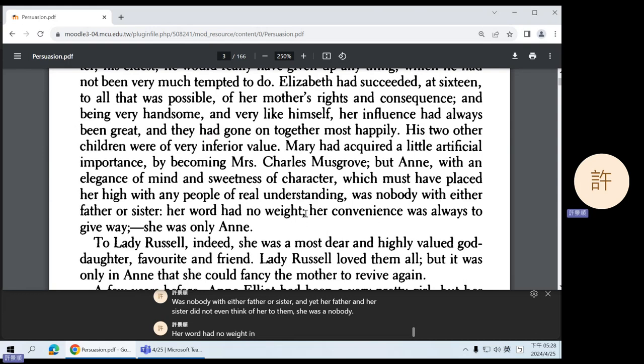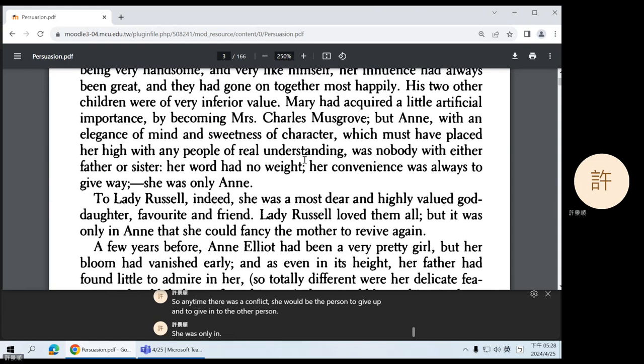In Chinese, it's the same, right? 她的声音没有分量. Her convenience was always to give way. So anytime there was a conflict, she would be the person to give up and to give in to the other person. She was only Anne. So this sentence already tells us Austen's value judgment of this family.